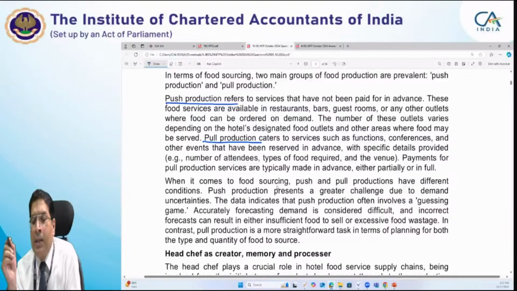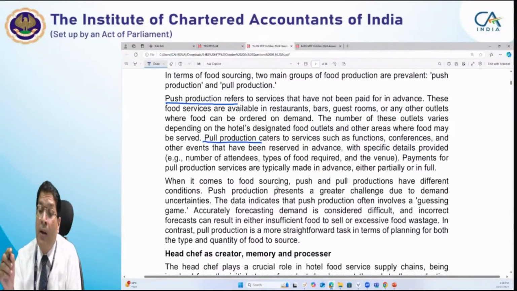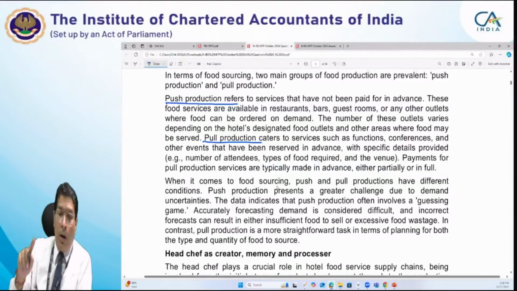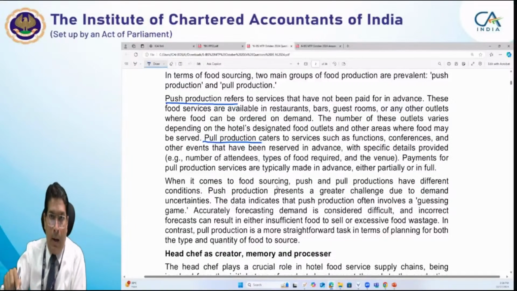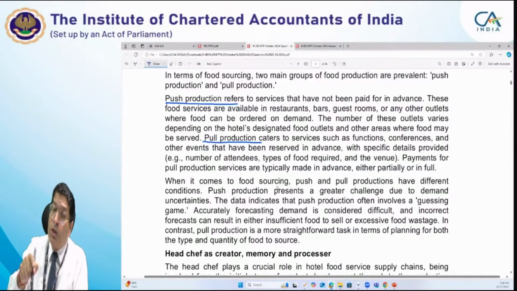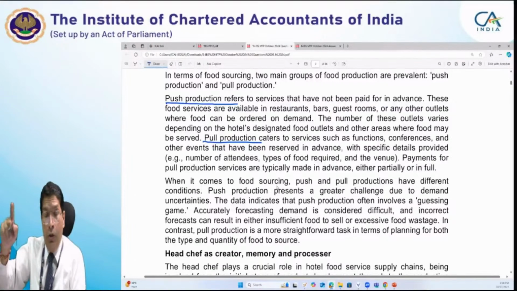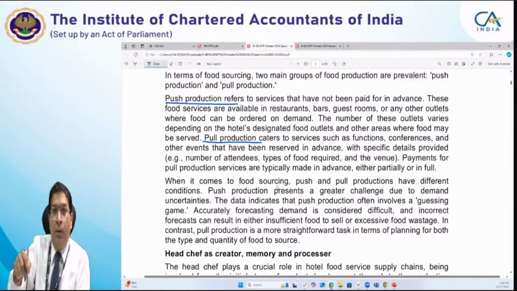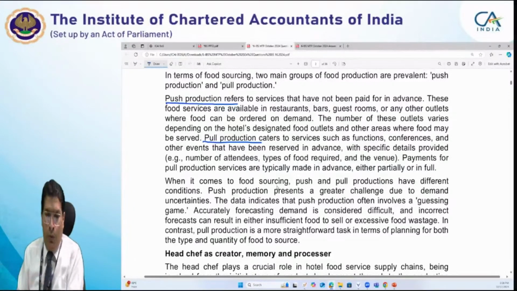Pull production caters to services such as function, conferences, and other events that have been reserved in advance, which I told you earlier. Pull production is customer centric. It is based on customers' demand. But in push production, you have to estimate possible demand. You have to forecast and make production based on estimates, but here you are clear what you have to produce. Okay.